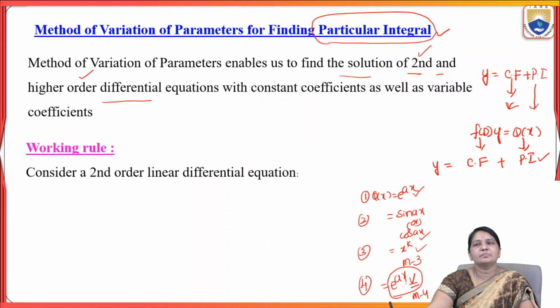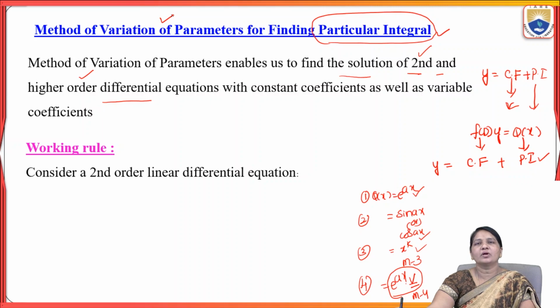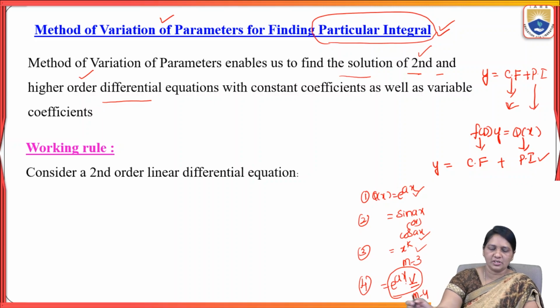So after method 1, method 2 and the others, we have one more method, that is variation of parameters. Here we are going to use variation of parameters to calculate the particular integral. So what is the working rule for this method of variation of parameters? We are going to see here.